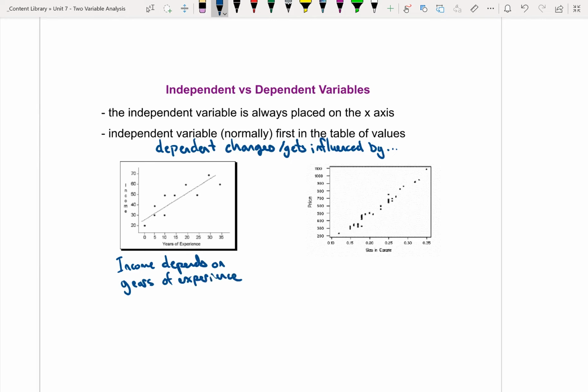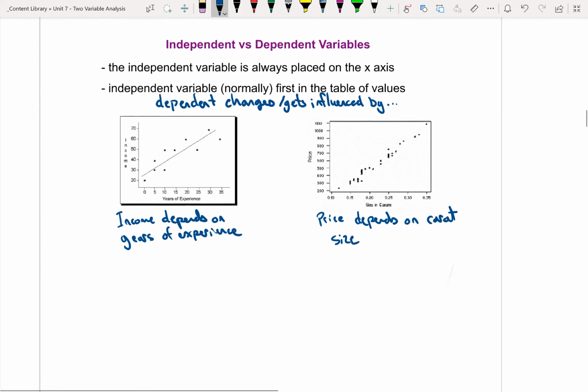And if I look at the next graph, looking at price and size in carats, so if we're looking at diamonds, the price depends or is influenced by, depends on carat size. So that means that the price would be the dependent variable and the size in carats, or the carat size, would be the independent variable.